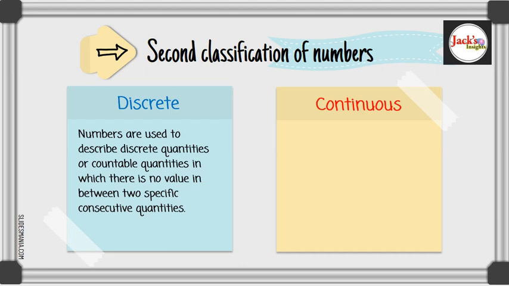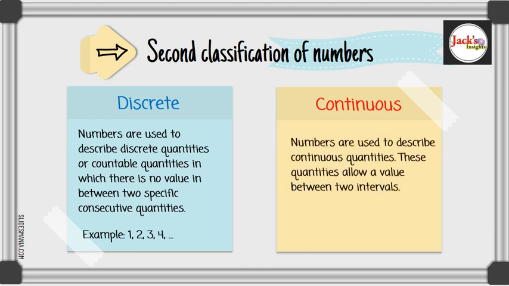While for continuous numbers, numbers are used to describe continuous quantities. So these are quantities that allow a value between two intervals. Like for example, 1, 1.5, 2, 2.5, 3, and so on. So this time, the decimals are included in the concept of numbers. So we have the second classification of numbers: discrete and continuous.